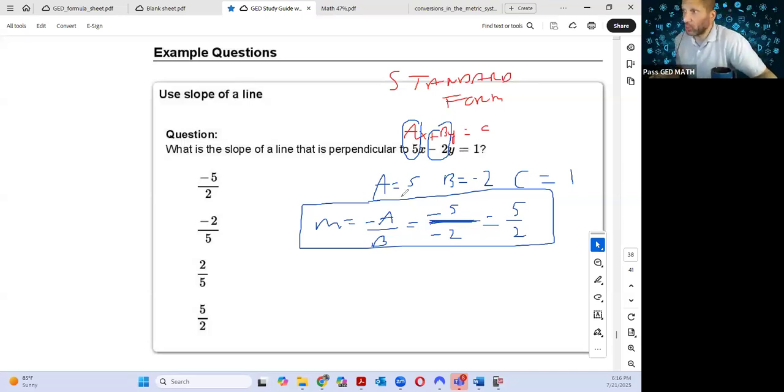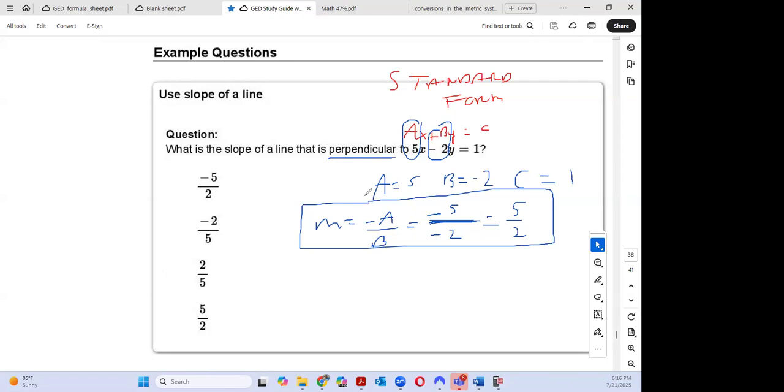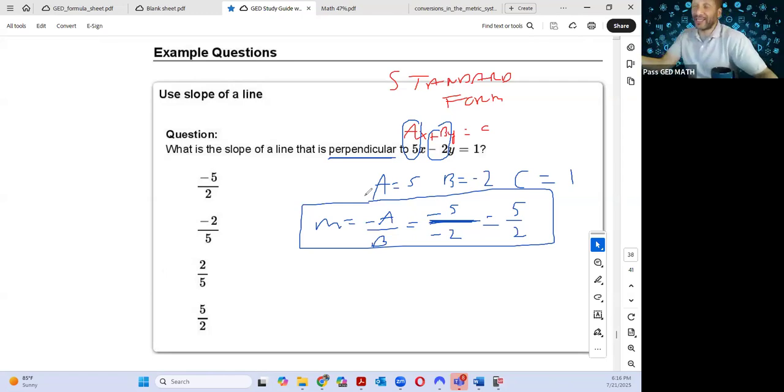But now that's the slope of this line. They want to find the slope of the what? Perpendicular. So the answer is not 5/2. The slope of the line that they gave you is 5/2. Does anybody know how to find the slope of the perpendicular?